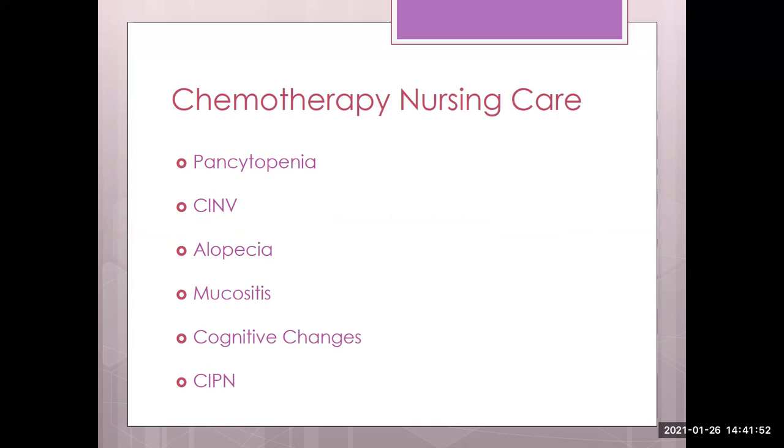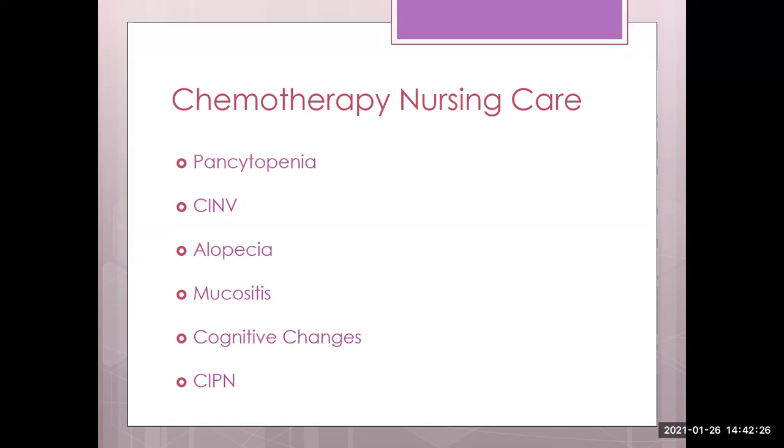Pancytopenia is, penia is low, so pancytopenia is low red blood cells, white blood cells, and platelets. So the three big cells that are produced in the bone marrow. So page 387, I believe, talks a little bit about it. And then some normal values.